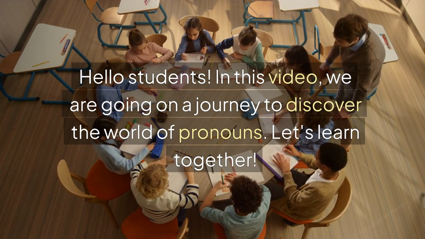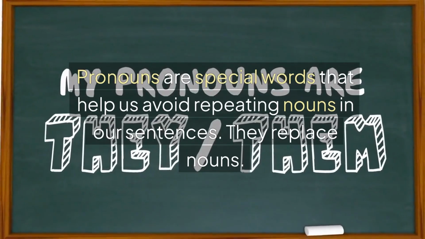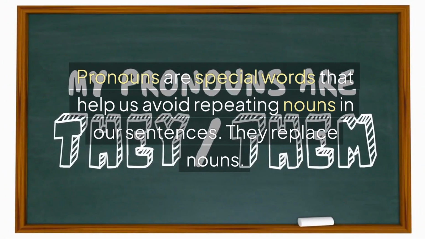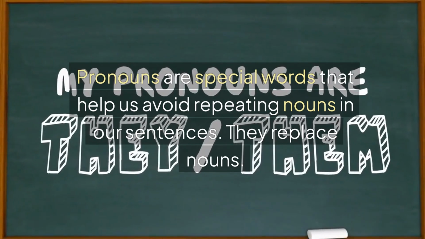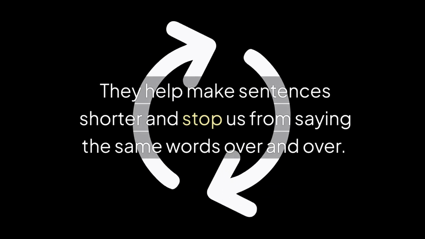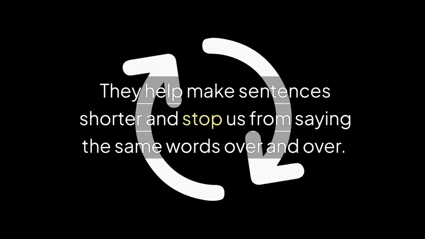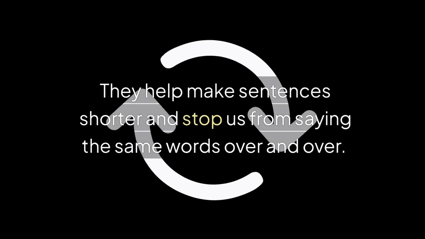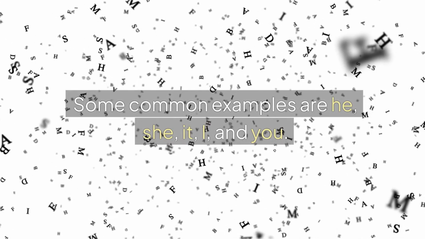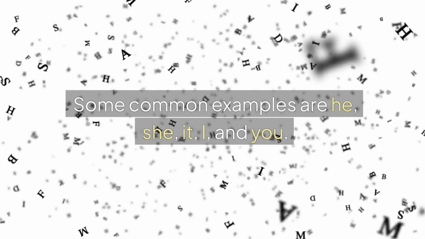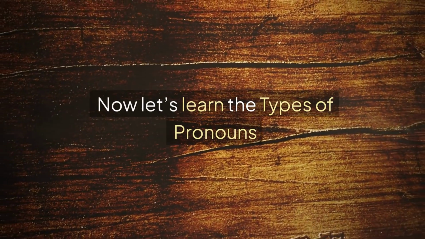Let's learn together. Pronouns are special words that help us avoid repeating nouns in our sentences. They replace nouns. They help make sentences shorter and stop us from saying the same words over and over. Some common examples are he, she, it, I, and you. Now let's learn the types of pronouns.